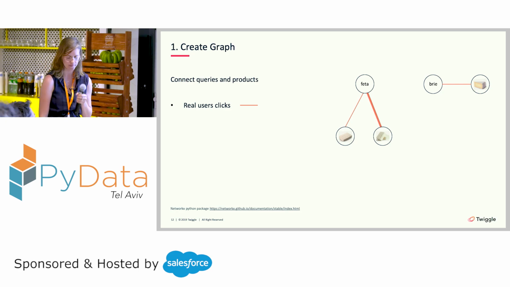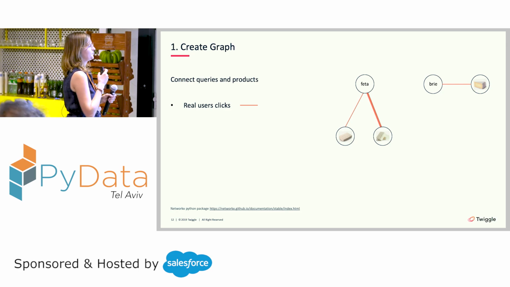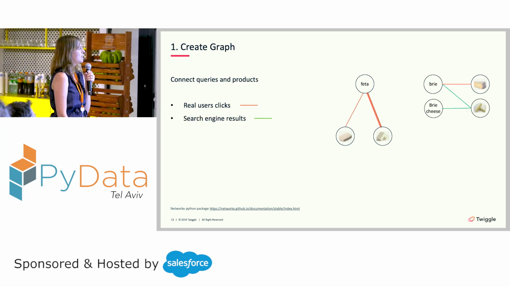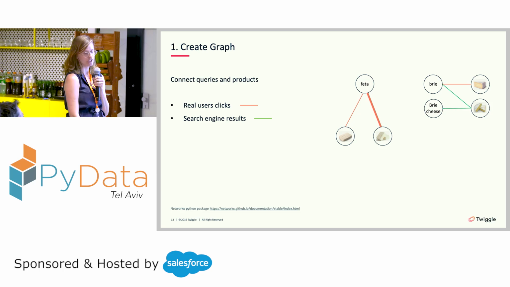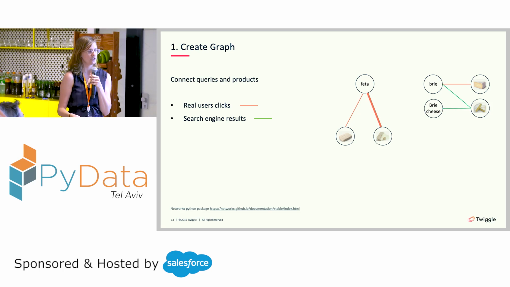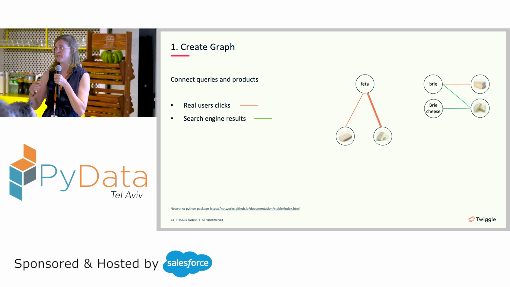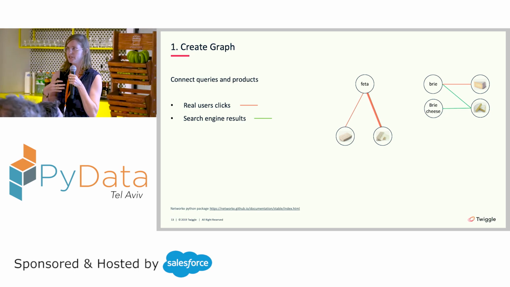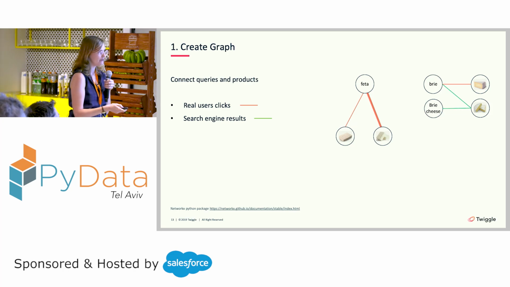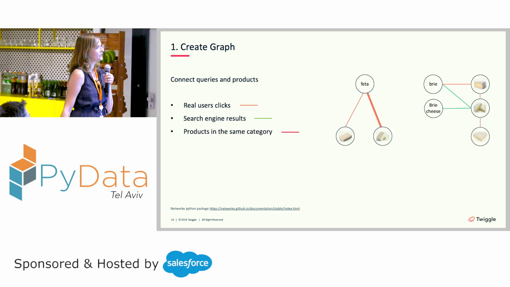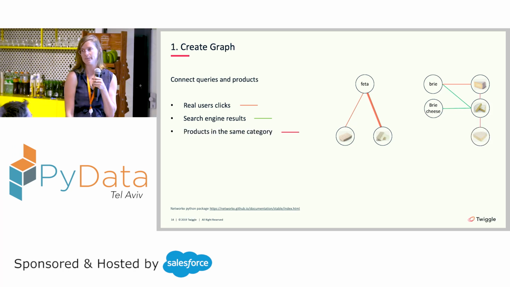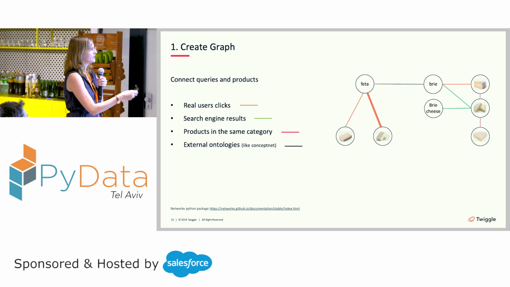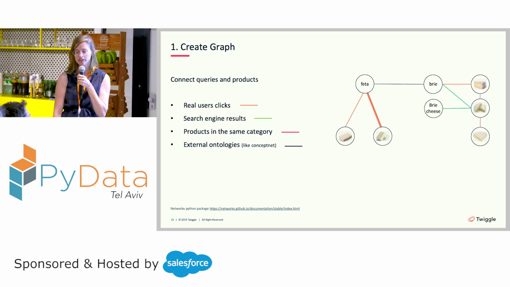And the second piece of information that I'm putting in my graph is results from search engines. In Twiggle, we automatically created many, many queries that went to search engines, and we saw what products we were getting in return. So I'm also putting that in the graph. I'm also connecting products which are in the same category in the website. And I'm going to connect queries based on external ontologies.